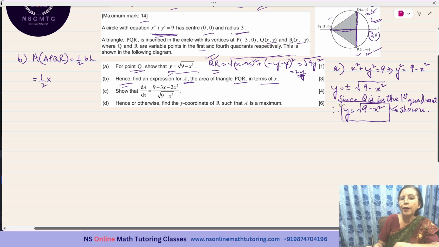And we have found the value of y. It is root of 9 minus x squared. So in place of y, we will write that. So 2 times root of 9 minus x squared.